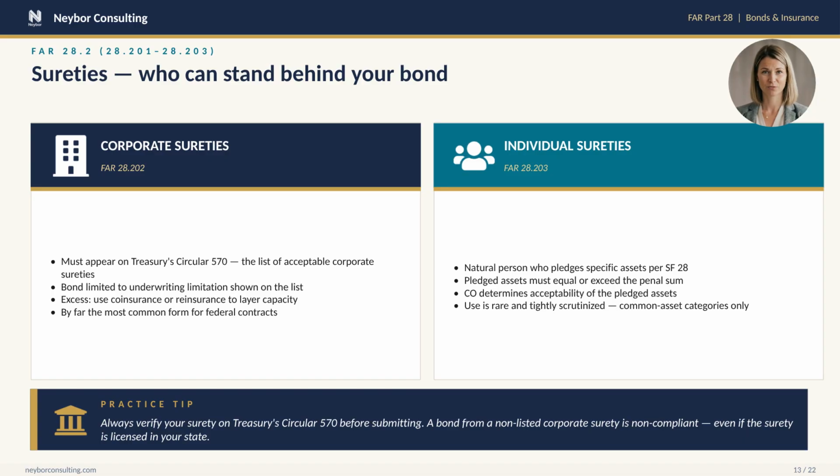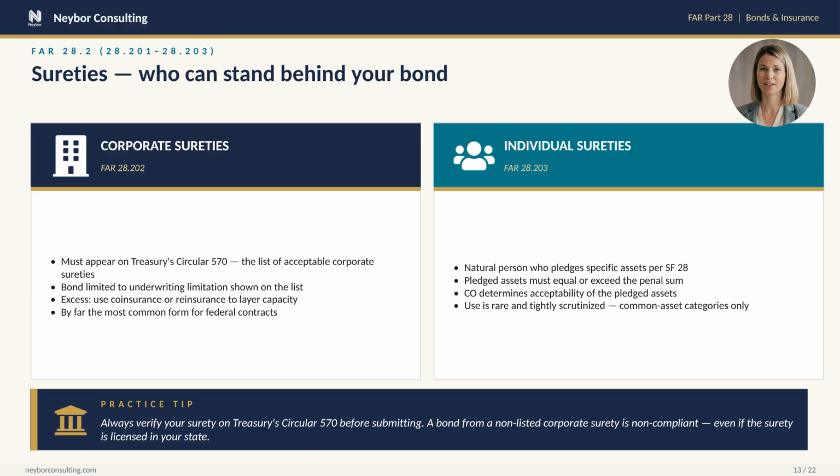On the right, individual sureties. A natural person can stand surety, but they must pledge specific assets on Standard Form 28. The pledged assets must equal or exceed the bond's penal sum, and the contracting officer has wide discretion to determine whether the assets are acceptable. After abuses in the 1980s, the rules tightened, and today individual sureties are rare and tightly scrutinized. Most agencies discourage them outright.